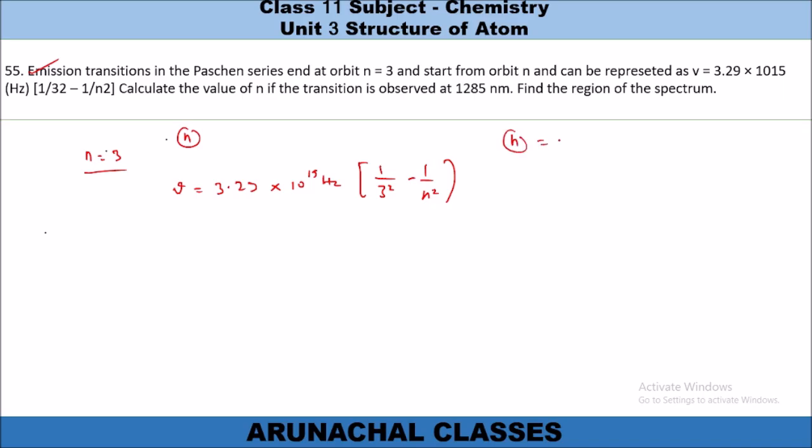Here we have to calculate the value of n if the transition is observed at wavelength 1285 nanometer. Find the region of the spectrum. We have to find out the region of spectrum. Now we know frequency is equal to c upon lambda.